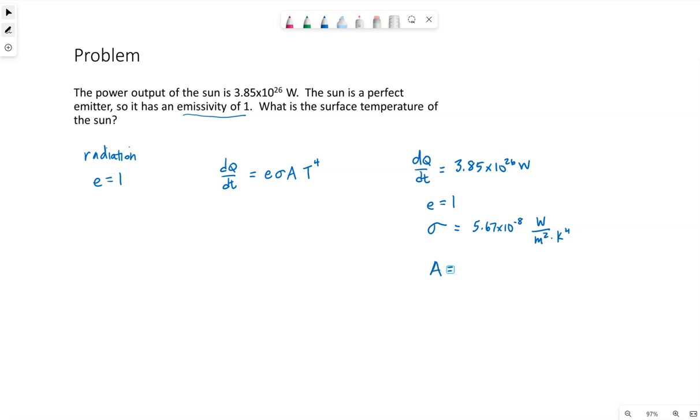A is the surface area of the sun. We can assume, just because we don't have any other information to assume otherwise, that the sun is a sphere. And so the surface area of a sphere is 4 pi r squared. We can find this equation on the last page of the test notes. So R we need as well.